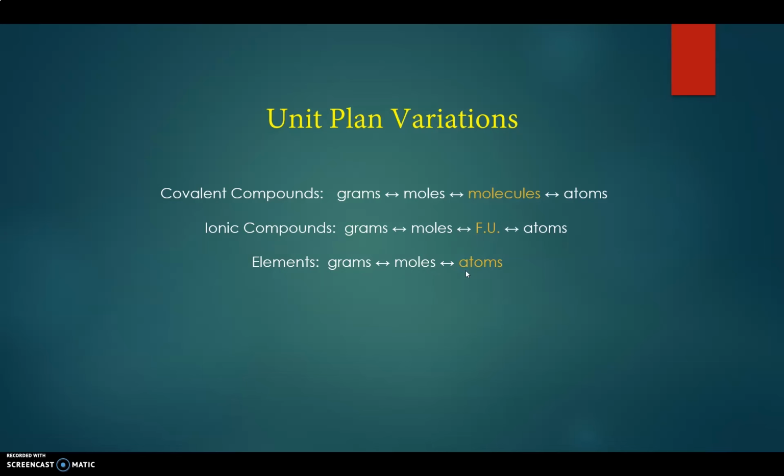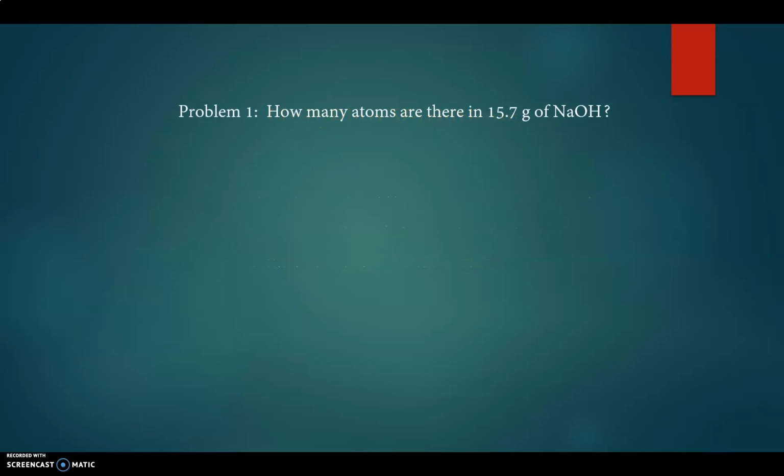So let's try a few practice problems using each one of these. All right, how many atoms are there in 15.7 grams of sodium hydroxide? Well, sodium hydroxide is an ionic compound, and therefore we're going to want to use formula units. So our basic unit plan will be grams to moles to formula units to atoms.